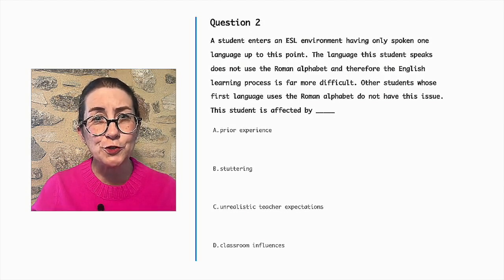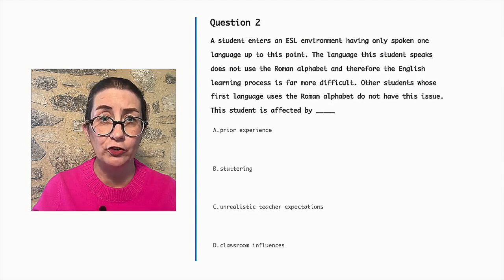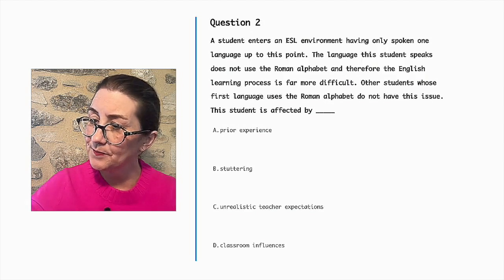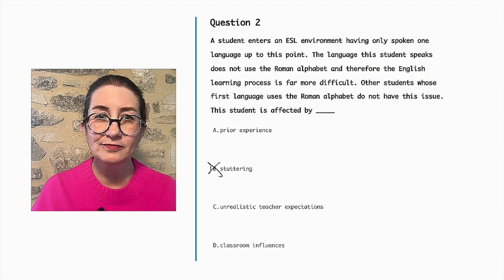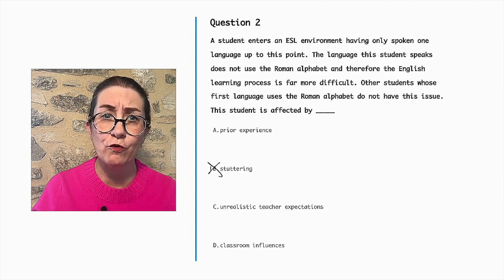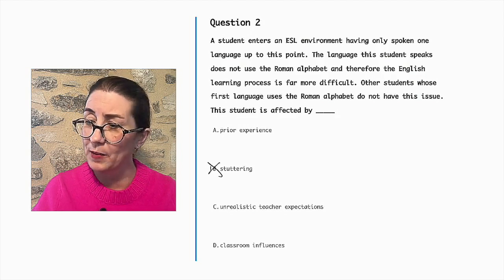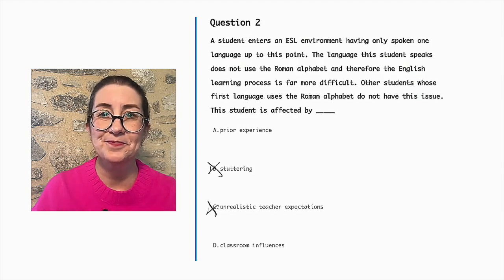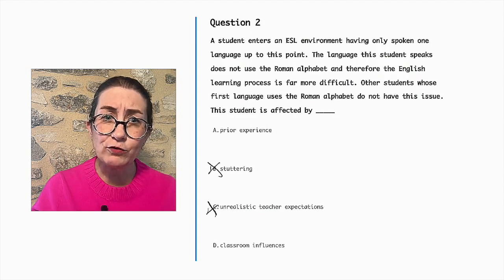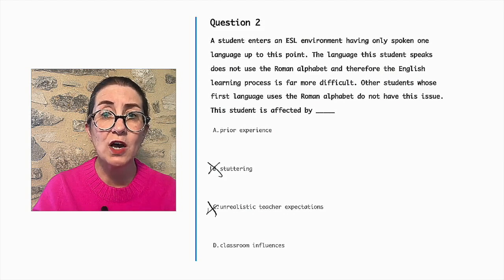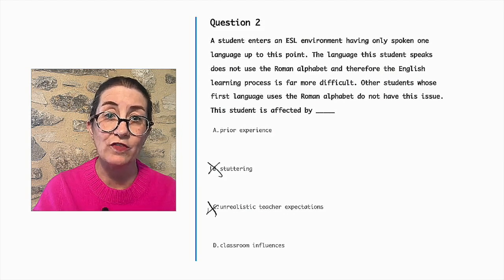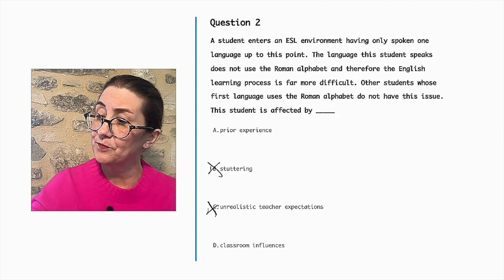Stuttering refers to speech fluency issues and is unrelated to the difficulty of learning a new alphabet. Unrealistic teacher expectations might affect student performance, but are not specific to the challenge of different alphabets. Classroom influences encompass the overall classroom environment, but do not specifically address the issue of alphabet familiarity.